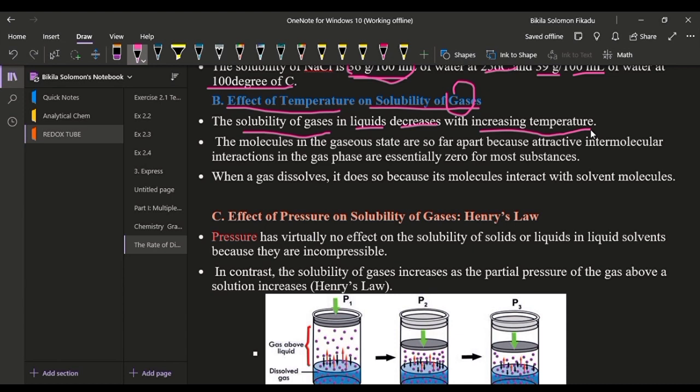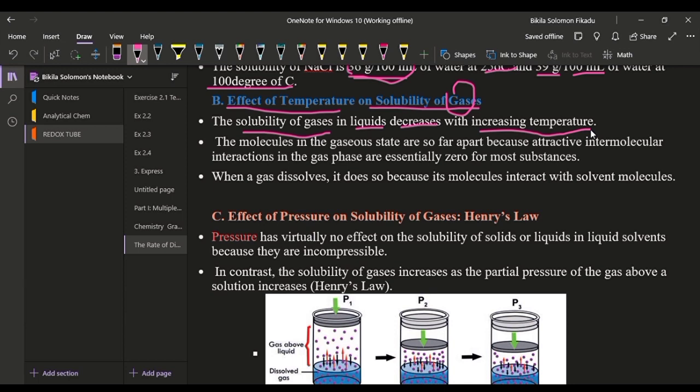This is what? Inversely. When temperature is increased, the solubility of gases in liquid is decreased. And when temperature is decreased, the solubility of gases in liquid becomes increased.